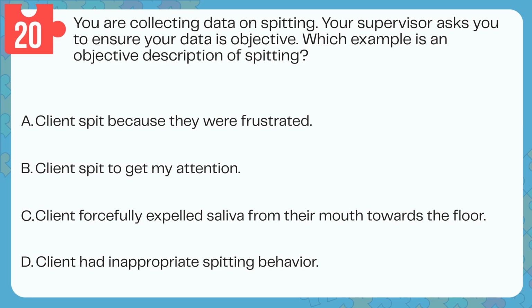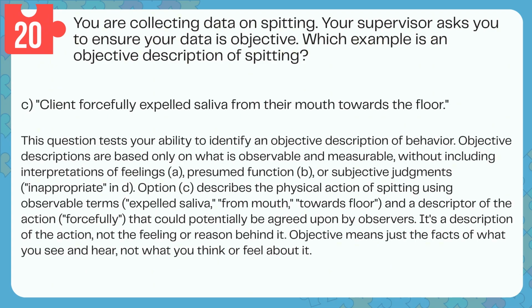Question 20. You are collecting data on spitting. Your supervisor asks you to ensure your data is objective. Which example is an objective description of spitting? A. Client spit because they were frustrated. B. Client spit to get my attention. C. Client forcefully expelled saliva from their mouth towards the floor. D. Client had inappropriate spitting behavior. Answer C. Client forcefully expelled saliva from their mouth towards the floor.